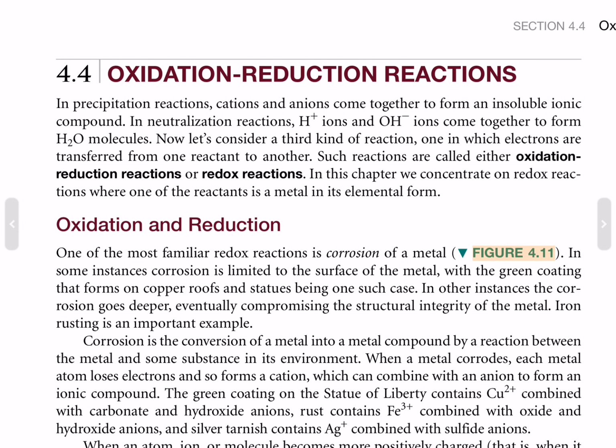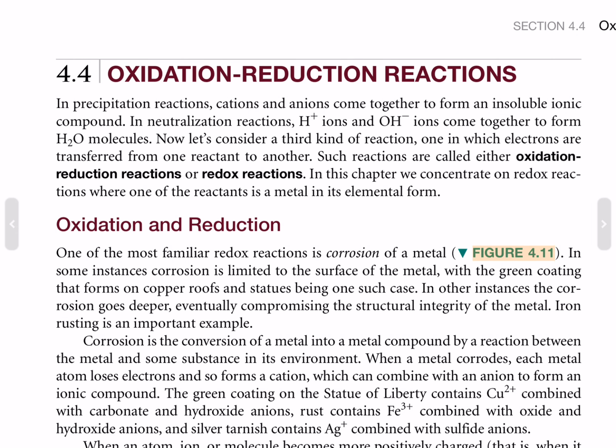Now let's consider a third kind of reaction, and one in which electrons are transferred from one reactant to another. Such reactions are called either oxidation reduction reactions or redox reactions. In this chapter, we concentrate on redox reactions where one of the reactants is a metal in its elemental form.